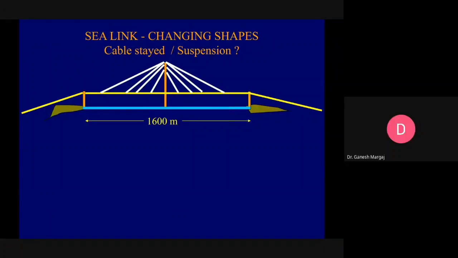Now, they initially agreed to this design, but then they realized that they don't have money. The Maharashtra government didn't have money to support this, but they wanted the bridge, they wanted the sea link.